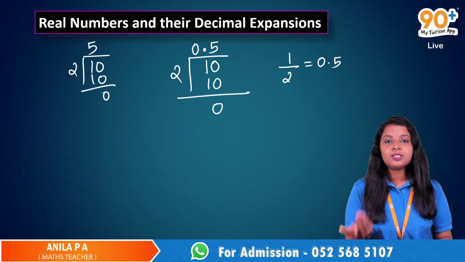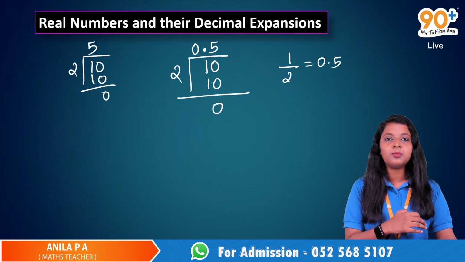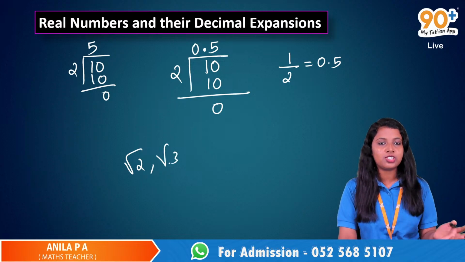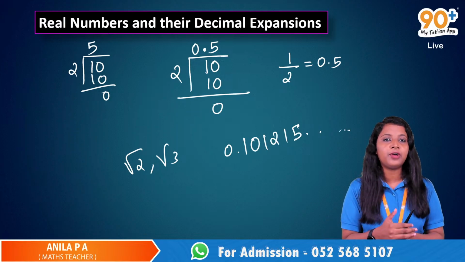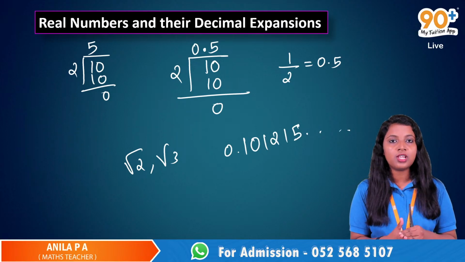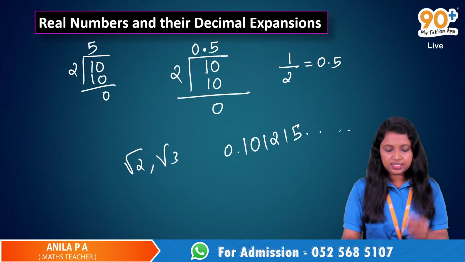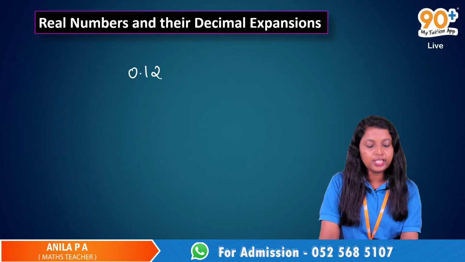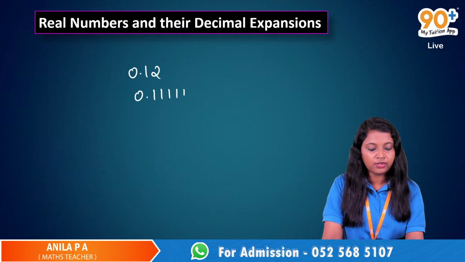So does this decimal expansion have something to do with rational and irrational numbers? If we have numbers like root 2, root 3, we know that they are irrational. What about 0.10, 12, 15, etc.? How can we identify whether that is rational or irrational? Up to how many decimal points do we have to check? In some cases, it will be like 0.12 and it is ending. In some other cases, it is like 0.11111.